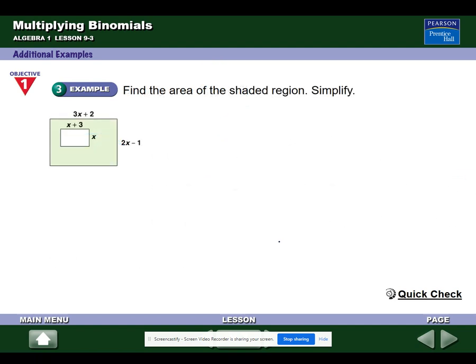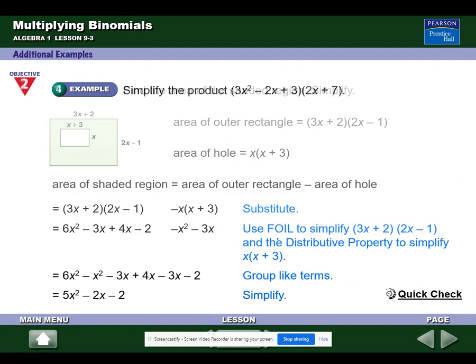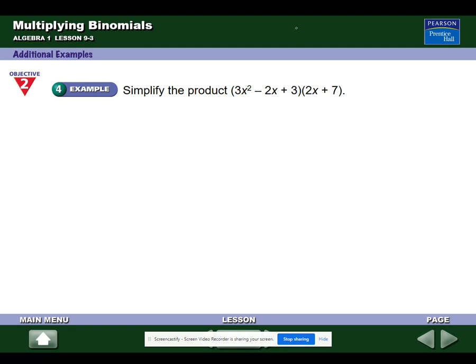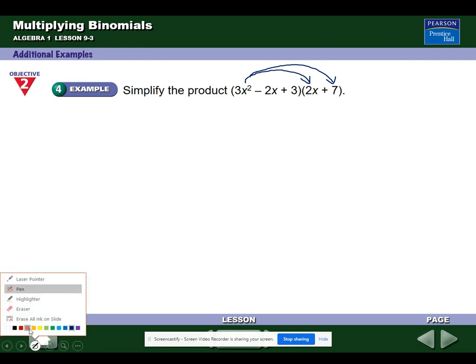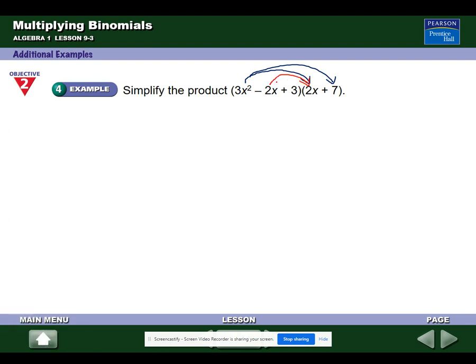Okay, next example. We're going to skip over this one for a moment and go to the last one. The concept is exactly the same here, but it's not considered FOIL because, as I said in the FOIL problem, you're going to multiply every term in the first set of parentheses by every term in the second set of parentheses, and that's just more than 4 multiplications, right? So you don't have FOIL because that's only 4 letters. But what you're going to do is the same. You're going to multiply here and then here. And then after we get those two terms, we'll multiply -2x by both terms.